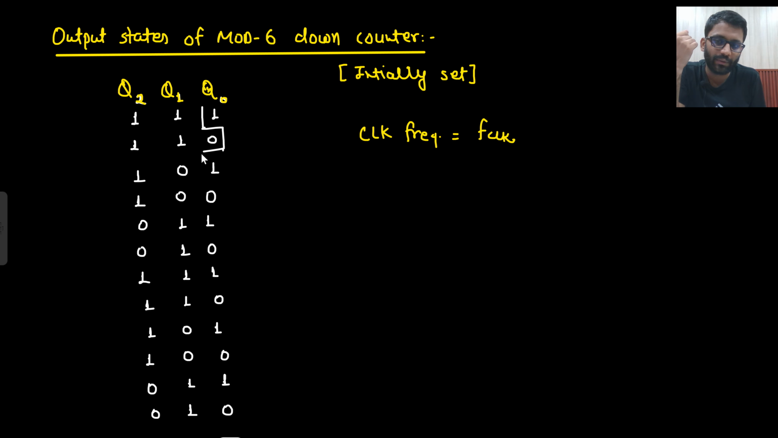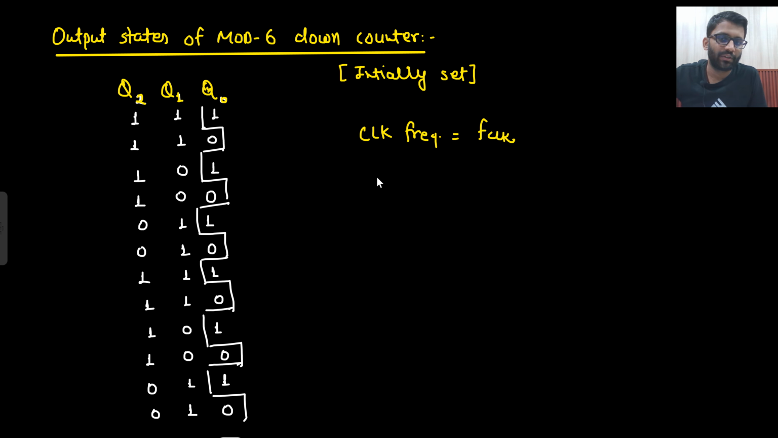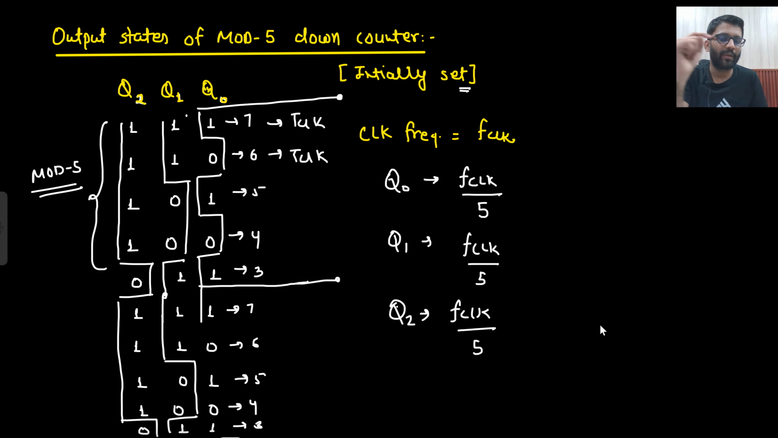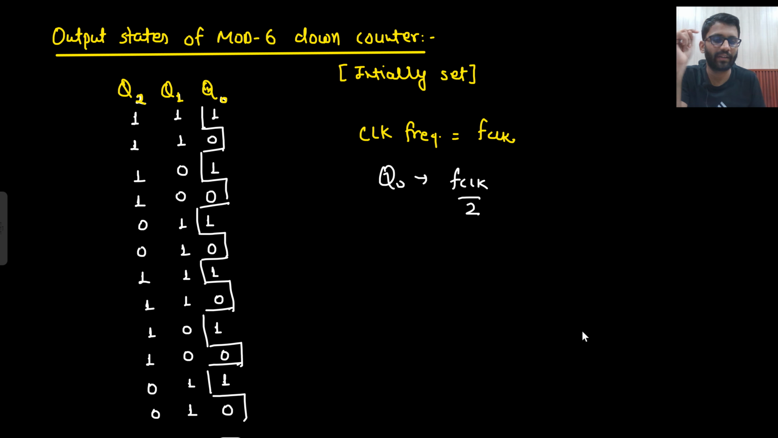1, 0, 1, 0, 1, 0 and so on. So what is the frequency for Q0? F clock by 2. Here you are directly getting F clock by 2, not F clock by mode number. So that formula is gone. F clock by mode number is wrong.